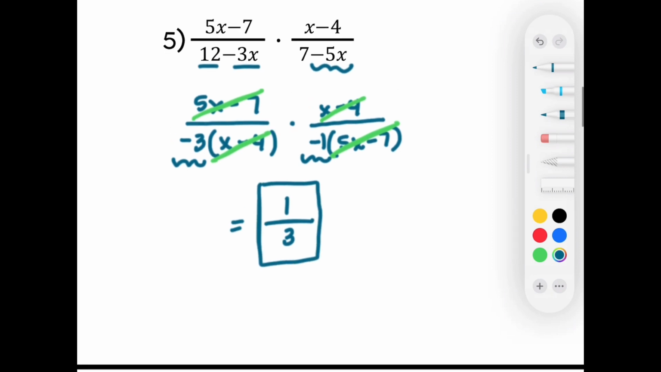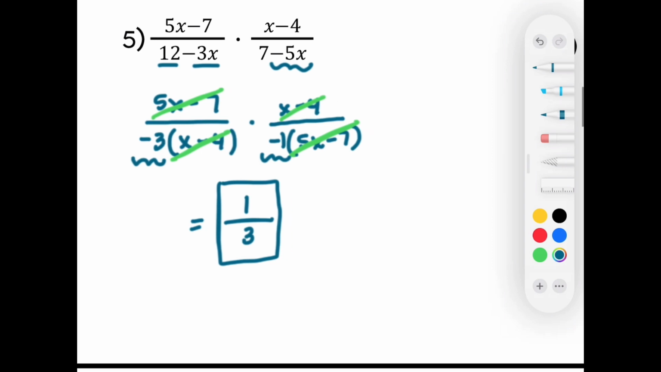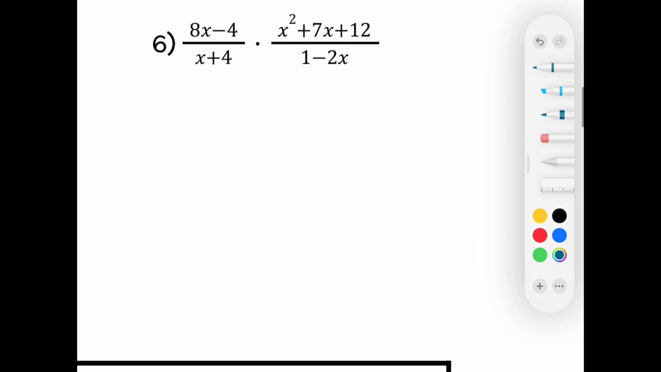And again, this is the type of problem you could also type into Desmos, and you could get your answer is 1/3. It only works if all of your variables are x, but it's a really good way to check your answer.